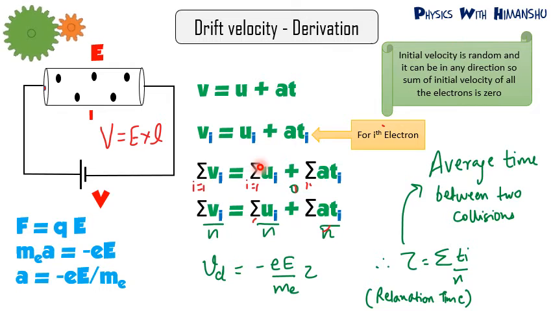Current is zero, it means that the total number of electrons moving from left to right will be equal to the total number of electrons moving from right to left. So basically, adding up all the velocities, since one electron is going from left to right, another is coming from right to left, both the velocities will add up to zero. That is the reason why we have taken the sum of ui to be equal to zero. So you have to write down this derivation of drift velocity in your copy.